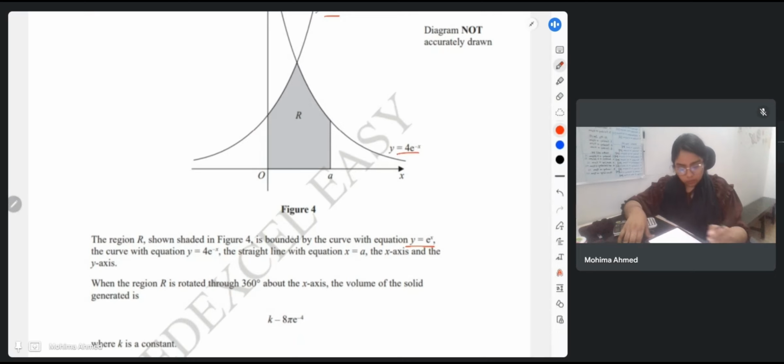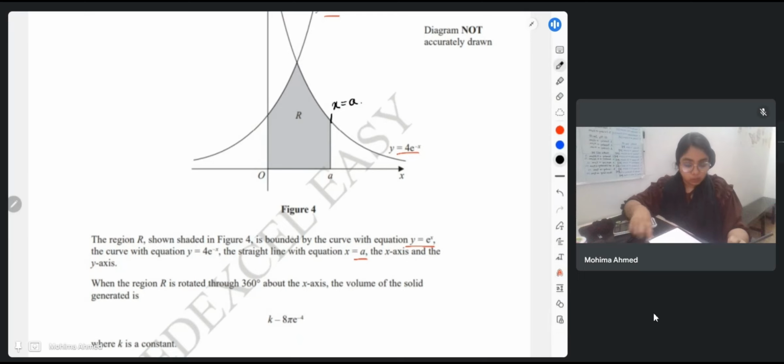The straight line with equation x equals a, and the x-axis and the y-axis. The shaded section over here is bounded by curve 1, e power x, curve 2, 4 e power minus x, the y-axis and the x-axis, and the straight line x equals a. This is x equals a.